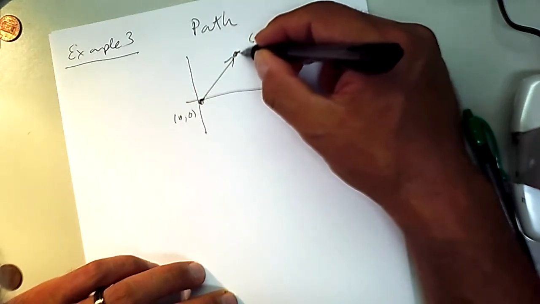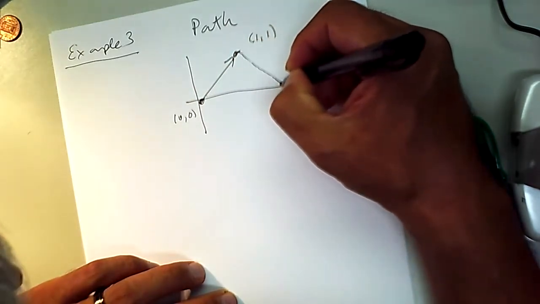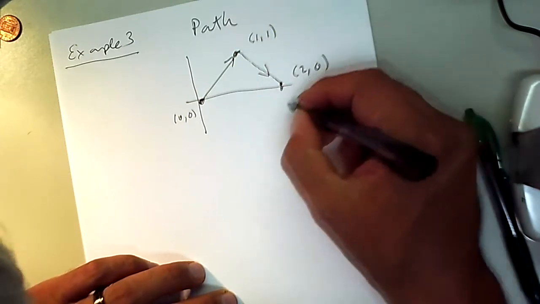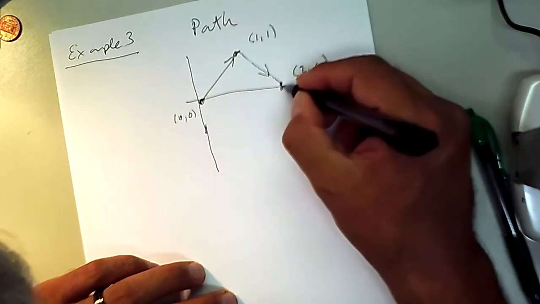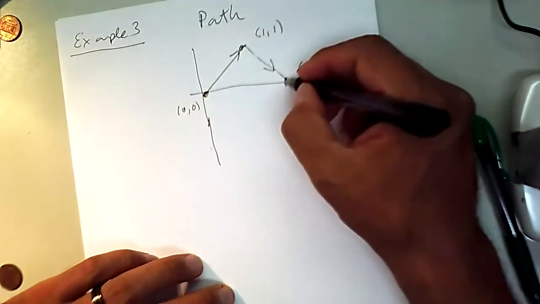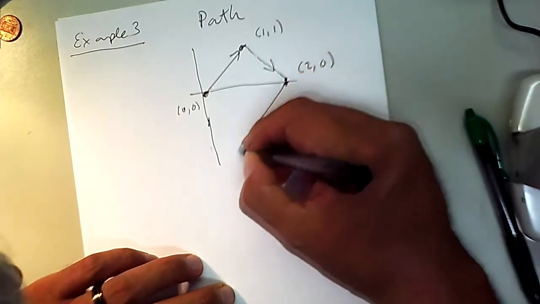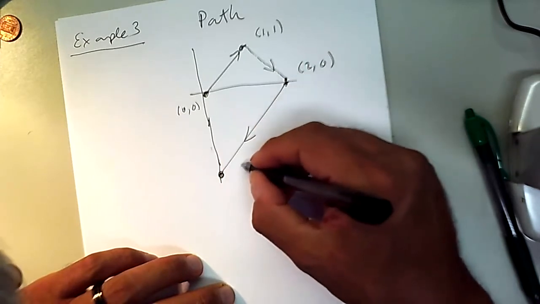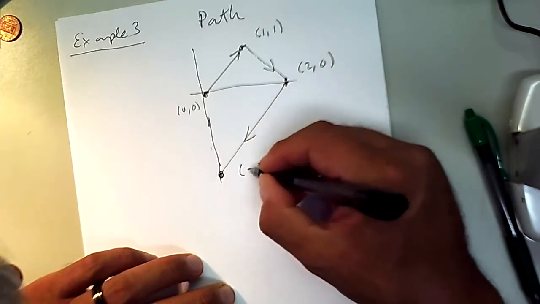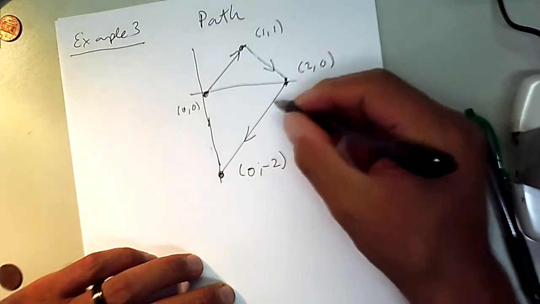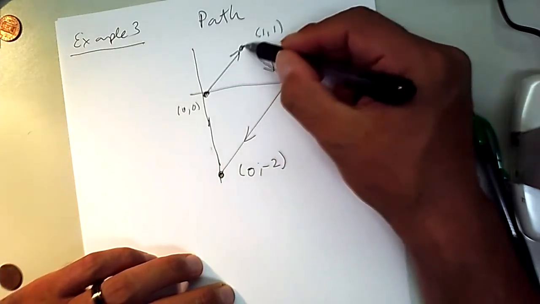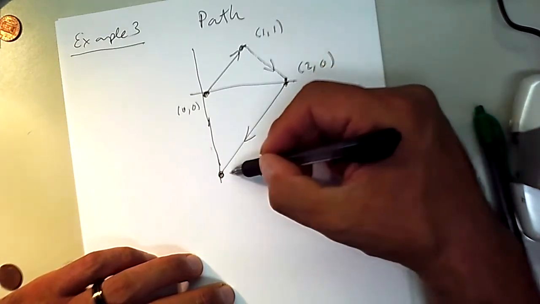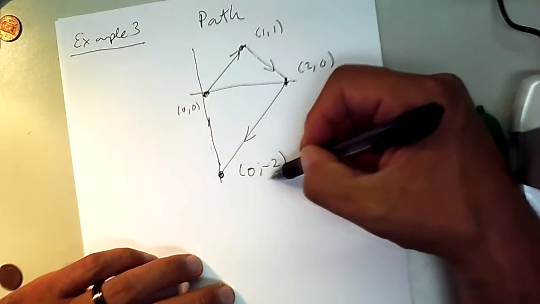Go from 1, 1 to 2, 0. And then go down, pretend that line is vertical. Go down to negative, or rather 0, negative 2. Okay, so start at 0, 0, go up to 1, 1, go down to 2, 0, go down and reverse to, and end up with 0, negative 2.